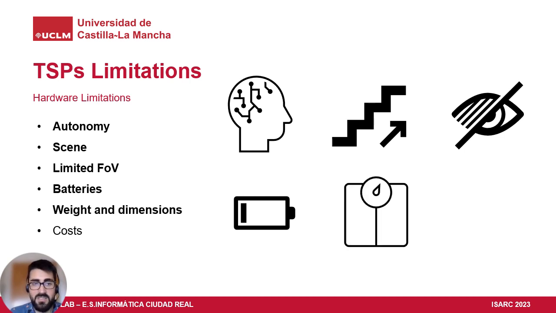Width and dimensions imply that any heavy or large robots are difficult to take to real environments in building interiors. And finally, cost is usually high when considering terrestrial robot bases or really accurate 3D sensors such as laser scanners.